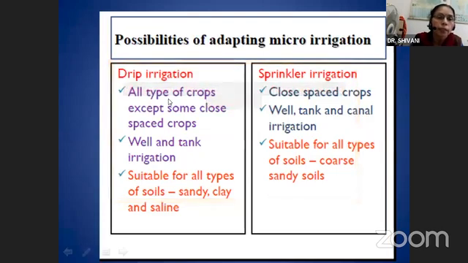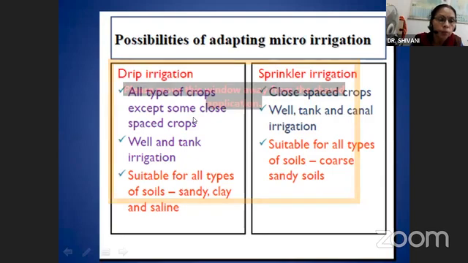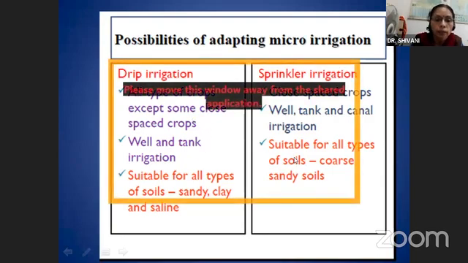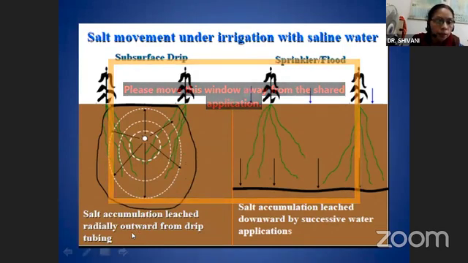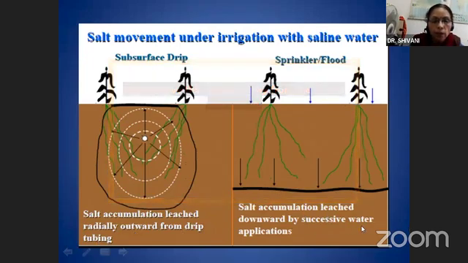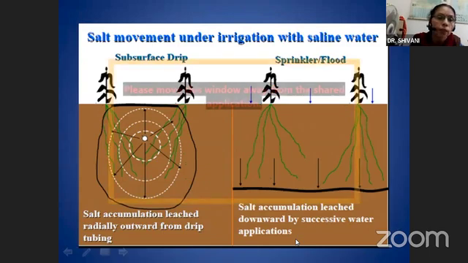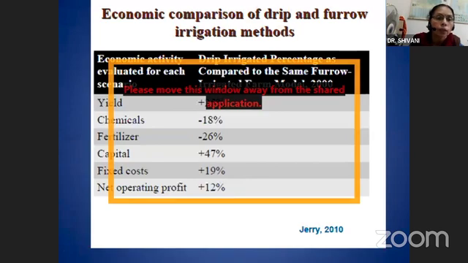Drip irrigation can be adapted to all types of crops except some close spaced crops, well and tank irrigation, and is suitable for all types of soil, that is sandy, clay, and saline. While sprinkler irrigation is suitable for coarse and sandy soils. Soil salt movement is also here under irrigation with saline water: in subsurface drip, salt accumulates radially outward from the drip tubing, and in sprinkler or flood irrigation, salt accumulation moves downward by successive water application. So this is the most important thing, which we can use in saline water conditions also.